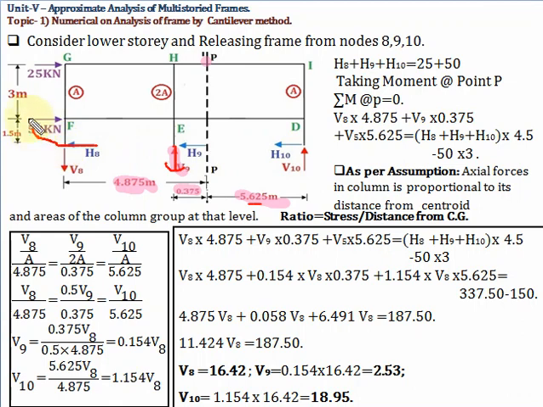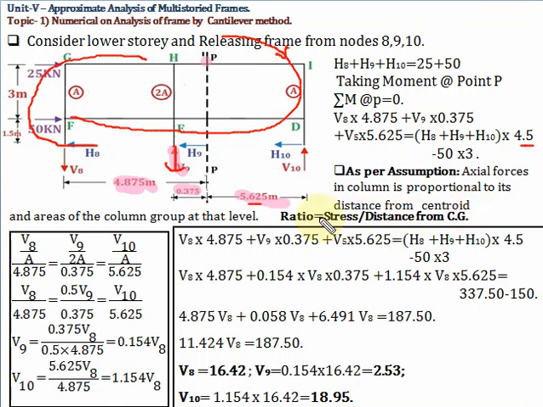Okay, it will act on this side. So instead of taking plus minus sign, I have written it on the other side of the equal sign. Into what is the distance? 1.5 plus 3, it is 4.5. Now this 50 kilonewton will act in this way. So it will be minus 50 into 3.